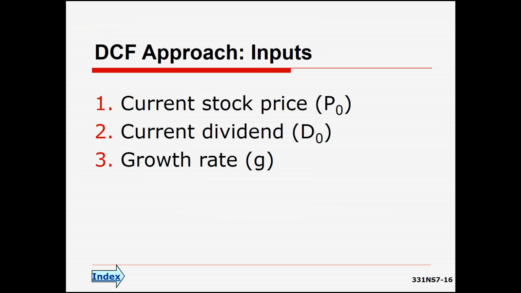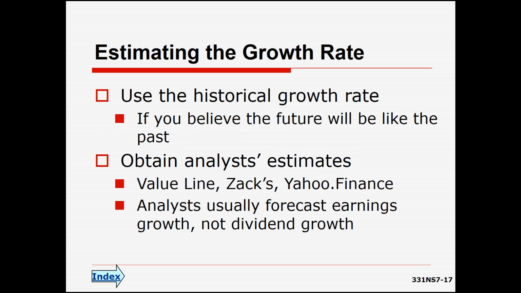To use the discounted cash flow constant growth model, we need three pieces of data. The current stock price, observable. The current or last paid dividend, published data. The constant growth rate. We need an estimate of that. The growth rate is the one variable that we cannot observe, and we have two choices as sources.